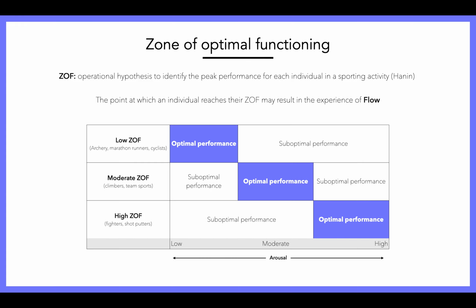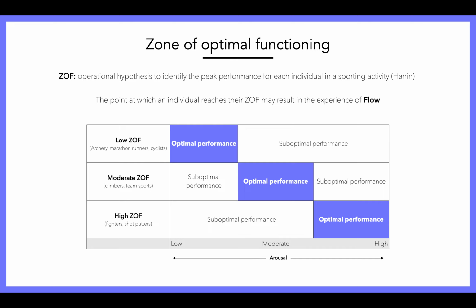And sorry, I should just mention what I said at the start. The zone of optimal functioning may result in the experience of flow, peak flow experience. That's why I'm going to talk about peak flow after. Okay, so let's look at the table at the bottom here. This is how I've chosen to present it.